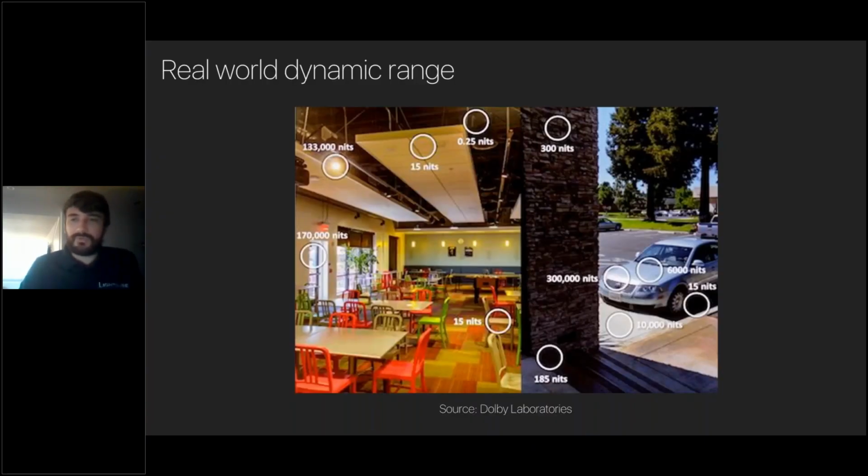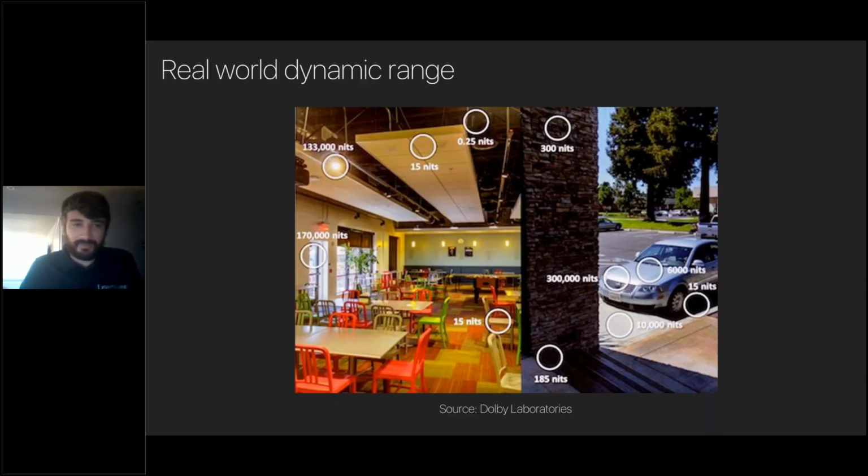So now that we've seen a few examples, we can talk about what the actual luminance levels of the real world are. Here we've got two photos taken from a Dolby white paper, which have some luminance measurement points. In the cafeteria, we have some dark areas, mainly up in the ceiling and under the chair, where we've got between 0.25 and 15 nits. Nits is a measurement of luminance.